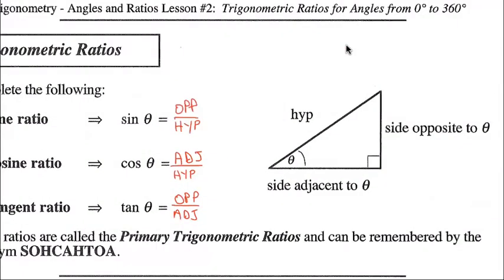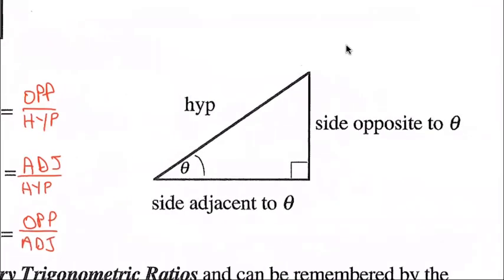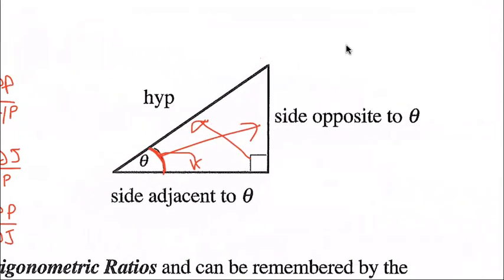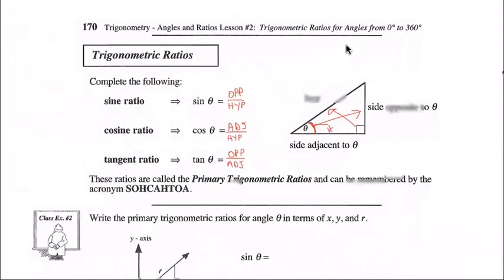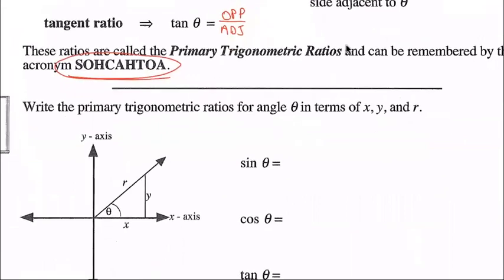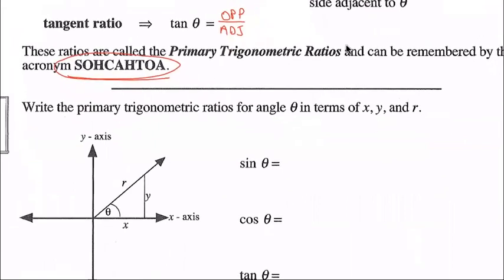And that comes from our labeled triangle. If this is angle theta, this is the side opposite, this is the adjacent, and the hypotenuse is always opposite to the 90 degree angle. Okay. Those are our primary trig ratios. And of course, remember your acronym SOHCAHTOA. Now with the angle stuff that we work with, because we're using x, y, and r, we can change our formulas: opposite over hypotenuse, adjacent over hypotenuse, opposite over adjacent.